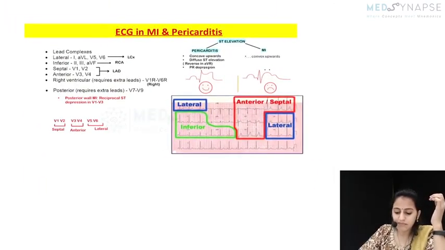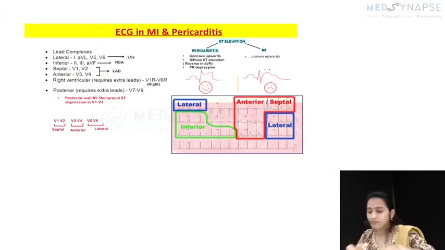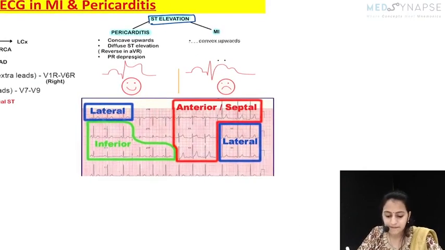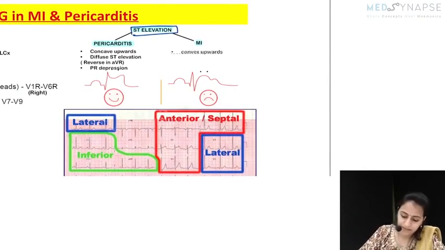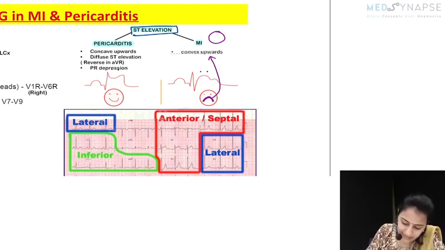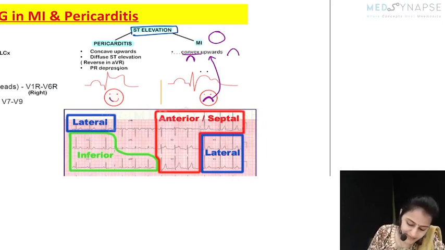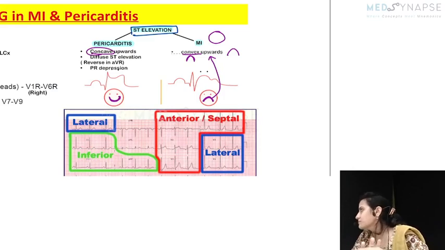Coming to ECG in MI and pericarditis, why are we discussing MI and pericarditis together? Because both of them show ST elevation. The difference is, in MI, remember MI is a sad event. So it is sad. MI is sad. So how is the ST elevation? Like a sad face, it is convex upwards. Pericarditis is a smiling face. So how is the ST elevation? Concave upwards.